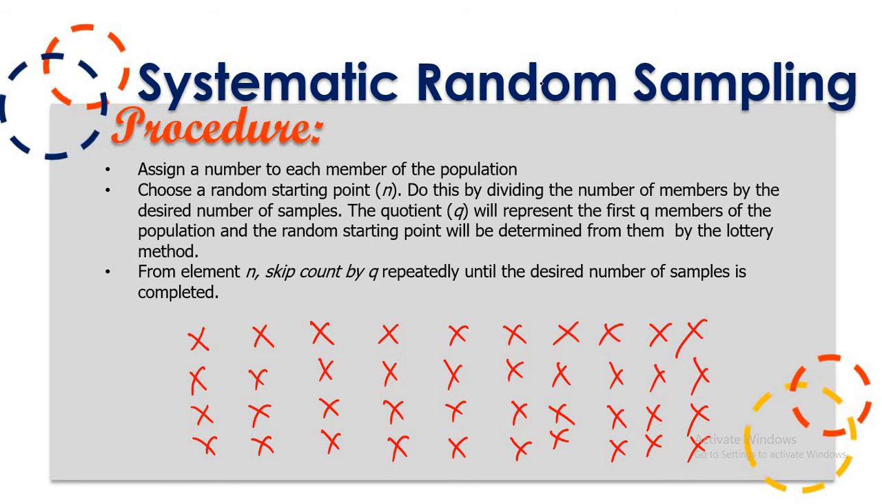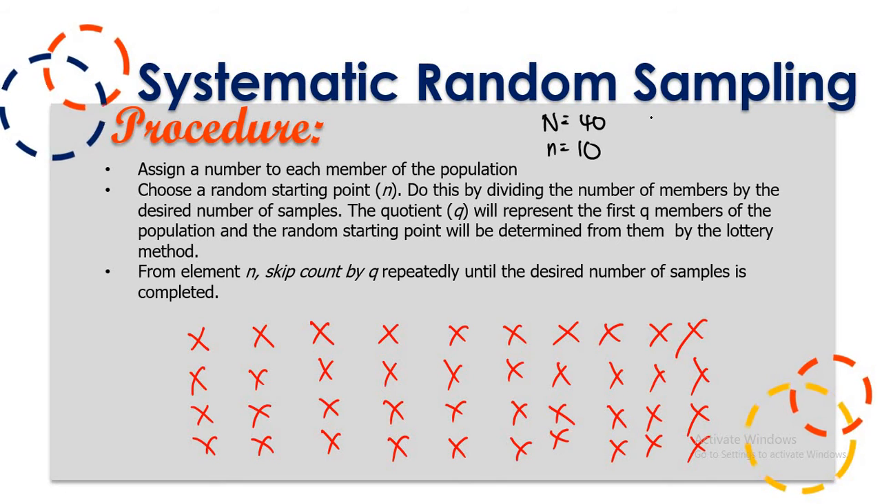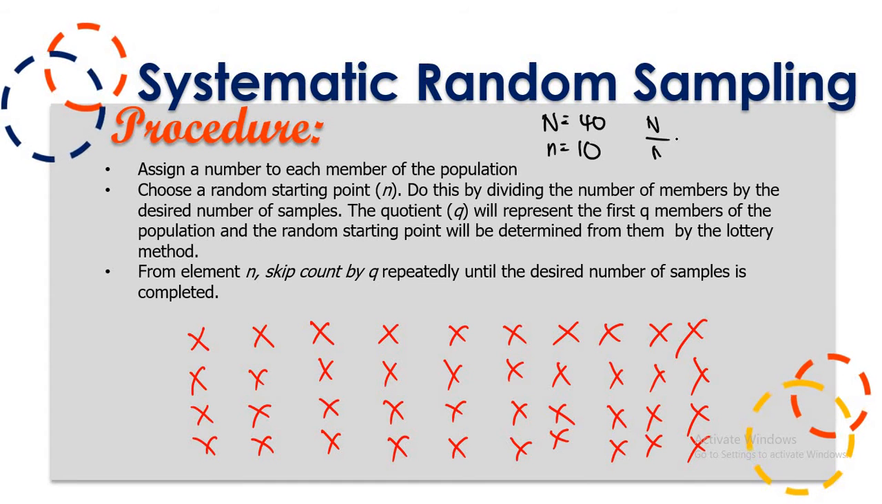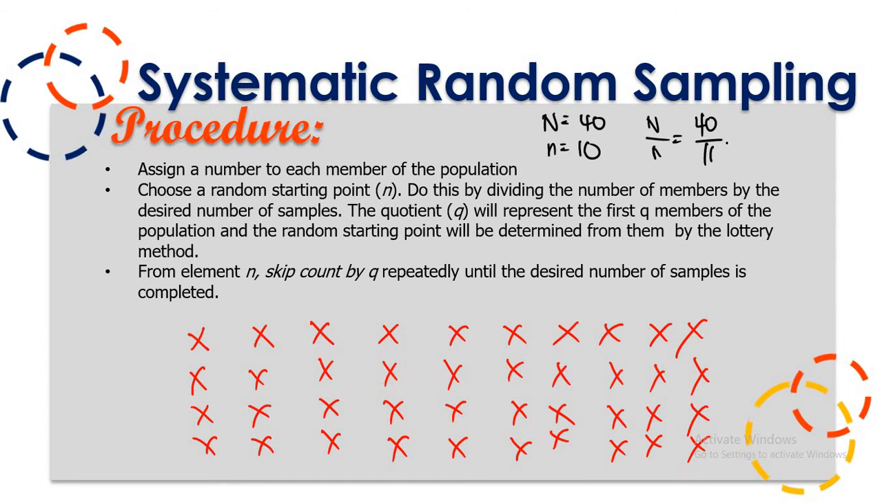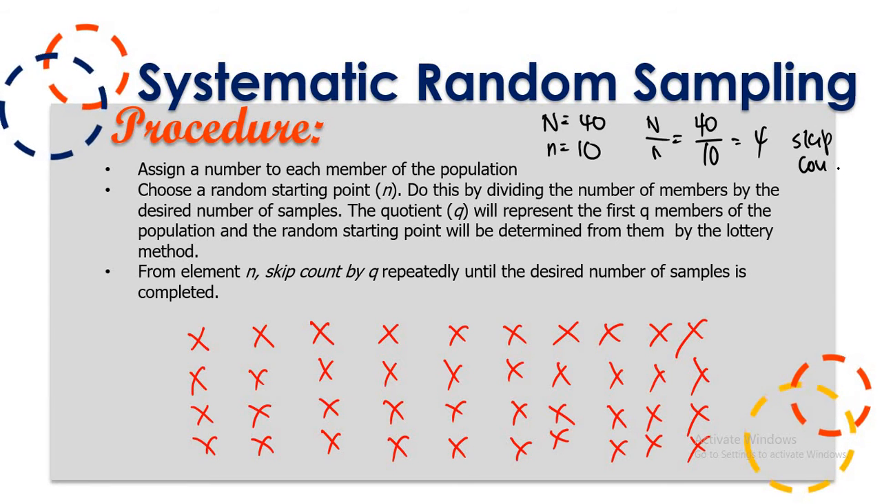So say for example, in the previous example, we have a total population of 40 and we want to select a sample size of 10. To get the skip count for systematic random sampling, we simply get the quotient, which when we substituted, we got 4. So this means skip count by 4.